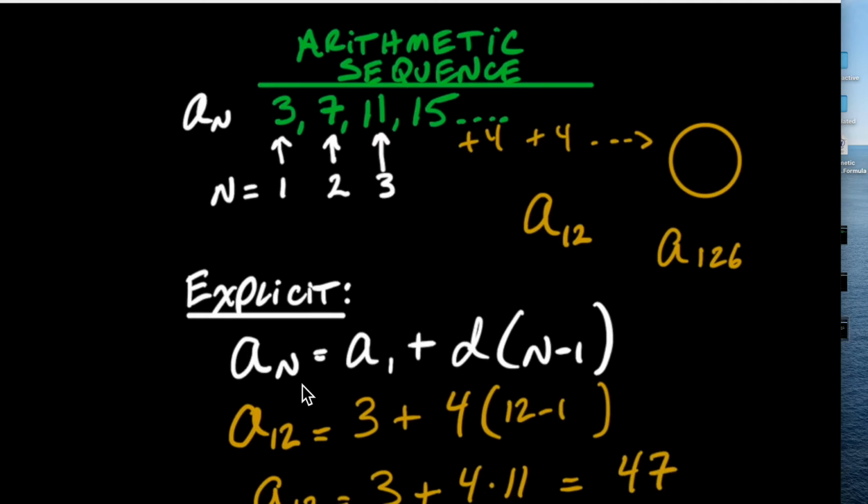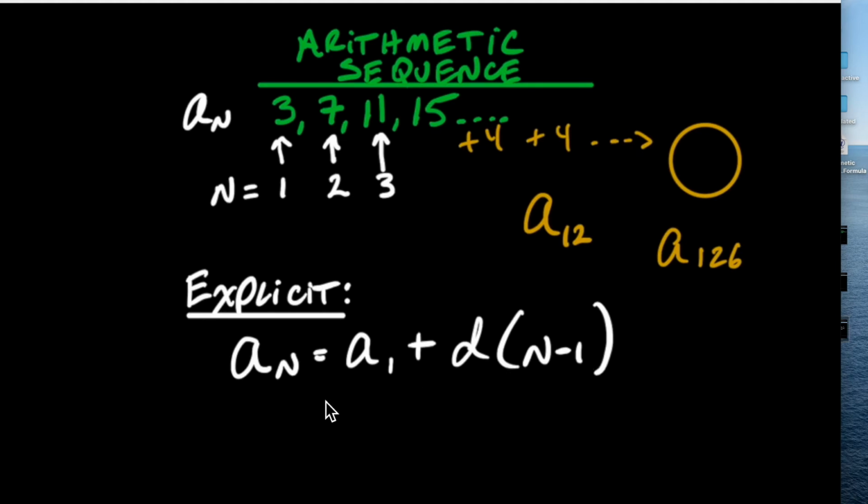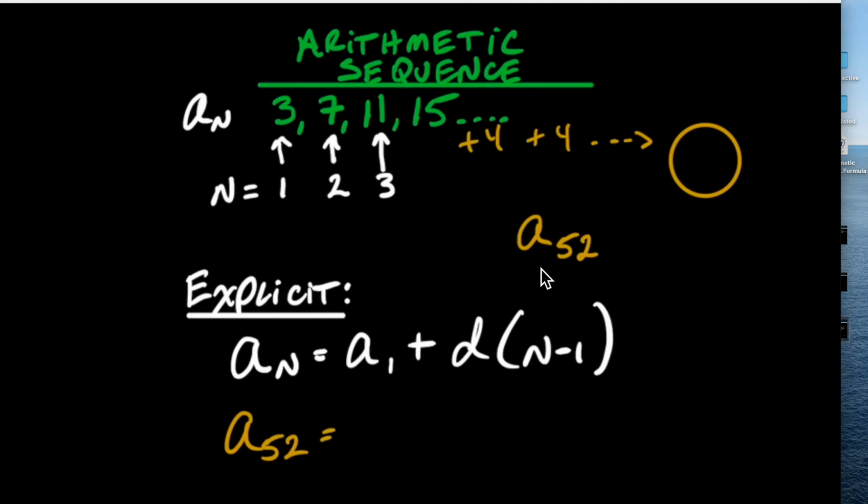It's all about understanding what these symbols mean. Let's do another one. Suppose you are asked to find a 52. You see a, you think v, the value at position 52. Okay? So here they want a 52, the position in slot number 52.